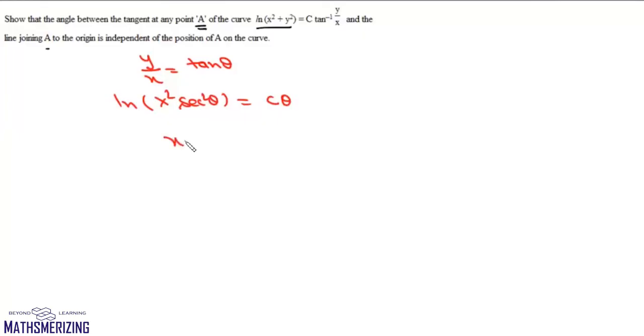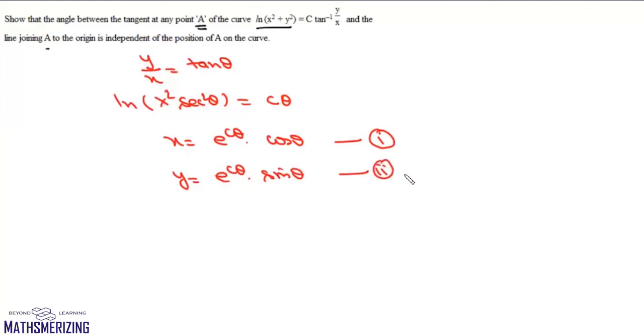So we can write this x as e to the power c theta into cos theta, and that's our first equation. Now if we put the value of x here, we'll find y. Y will be e to the power c theta into tan theta into cos theta, which is sin theta, and that's our second equation. So let this point A be (e to the power c theta cos theta, e to the power c theta sin theta).